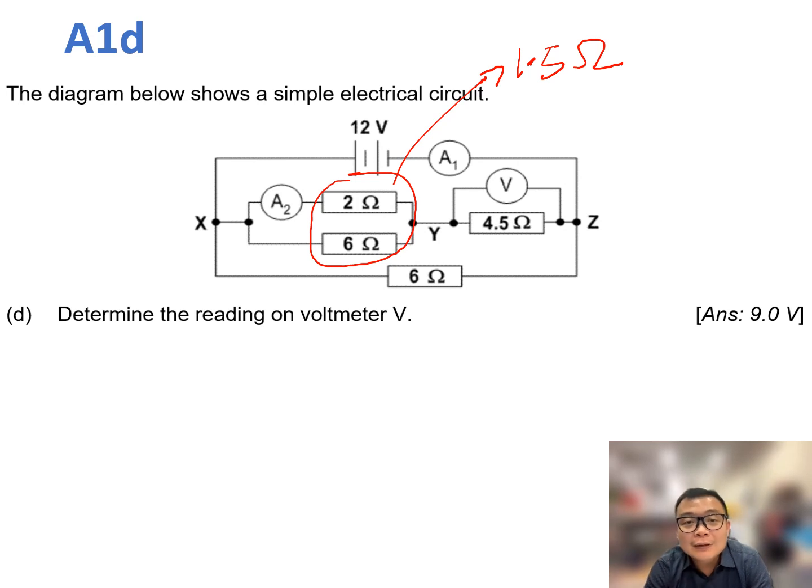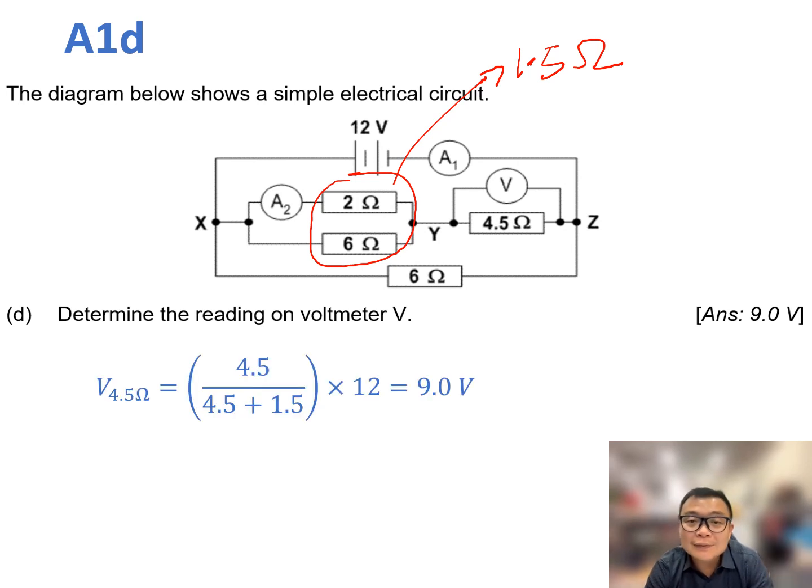In this part, you are to determine the voltage of the 4.5 ohm resistor. You have already figured out the resistance of the parallel branch in the earlier part to be 1.5 ohm. So we can use the potential divider equation, and when we plug in the respective resistance values, we can get a voltage reading of 9 volts.